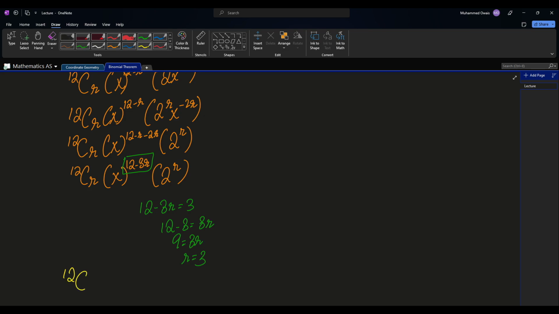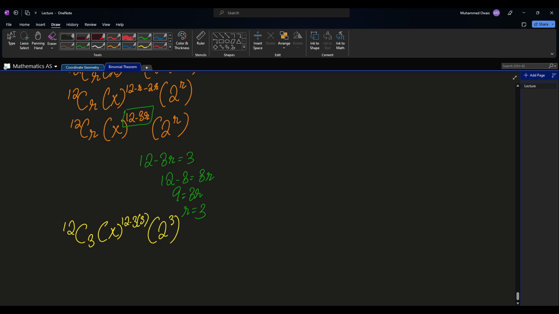So 12C3 into x. 12 minus 3r, which is 3. So x to the power 3. And then 2 power r, which is 3. 12C3 is 220, so 220 into x. 12 minus 9. 2 power 3 is 8. 220 into 8 gives us 1760 x power 3.